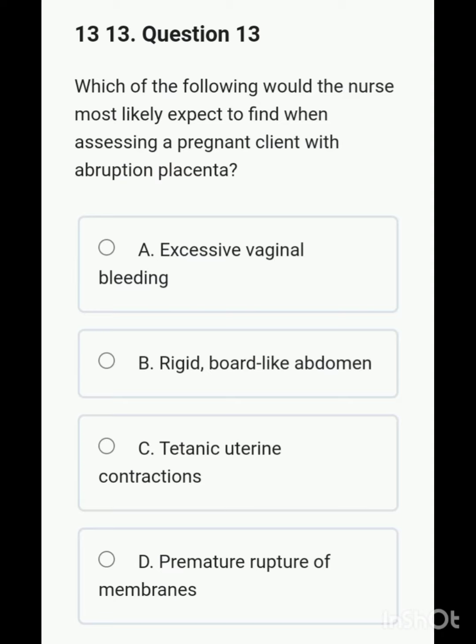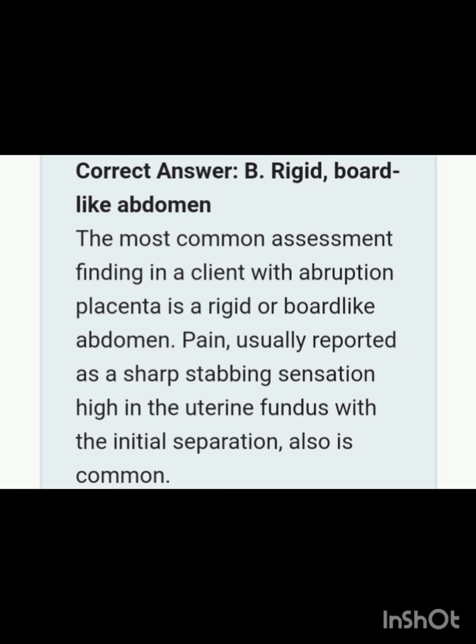What happens if abruptio placentae is there? Excessive vaginal bleeding may or may not be present, because sometimes the bleeding may be concealed at the back of the placenta. A rigid and board-like abdomen may be the right answer. Uterine contractions will be there but they are not tetanic, and premature rupture of membranes won't be there. The correct answer is the rigid and board-like abdomen.